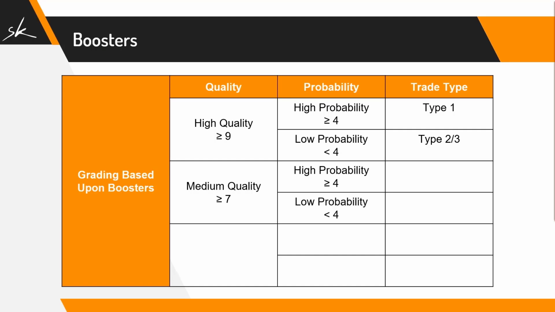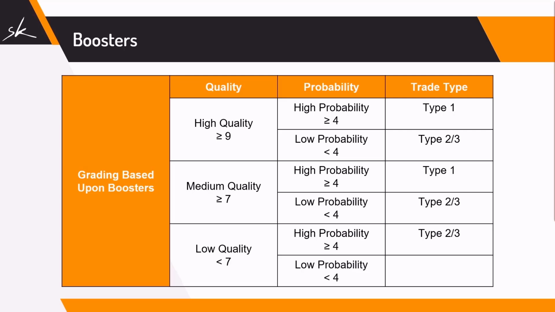A medium quality zone can be high probability or low probability. If quality is medium and probability is high, we can trade it as a type 1 trade. If quality is medium and probability is low, we can trade it as a type 2 or a type 3 trade. A low quality zone can be high probability or low probability. If quality is low and probability is high, we can trade it as a type 2 or a type 3 trade. If both quality and probability are low, we do not use that zone.